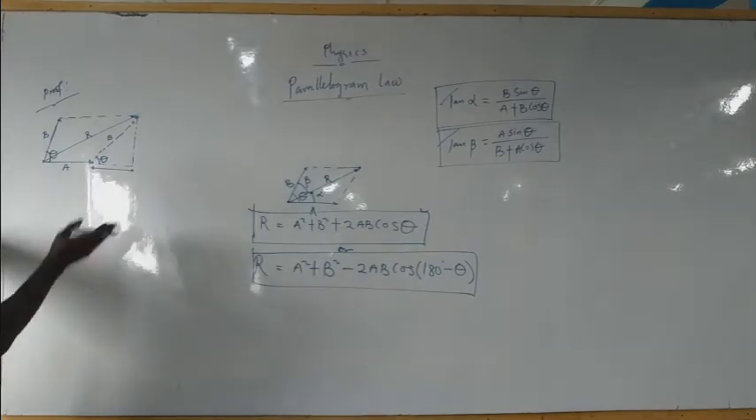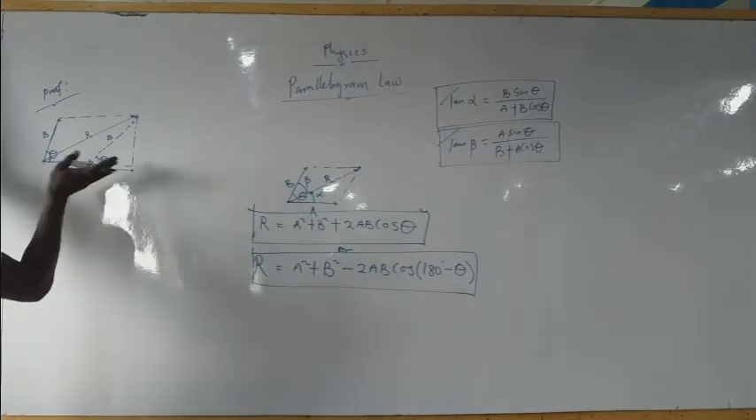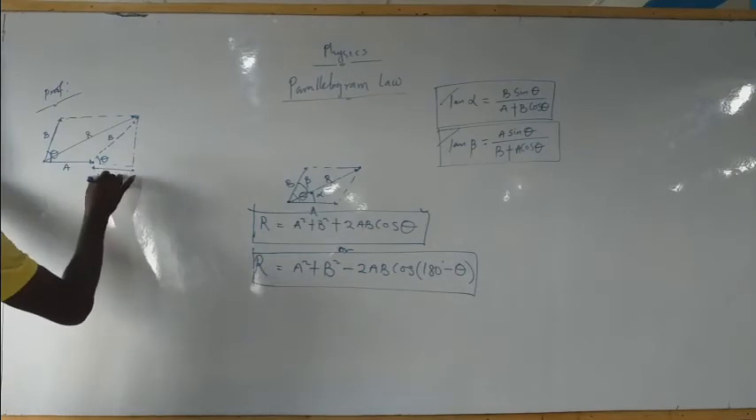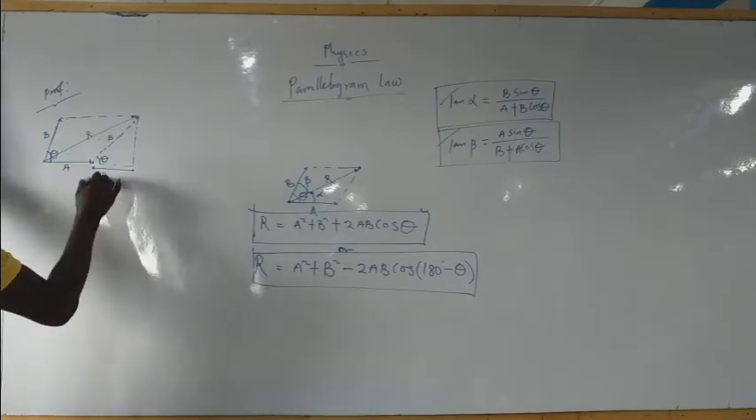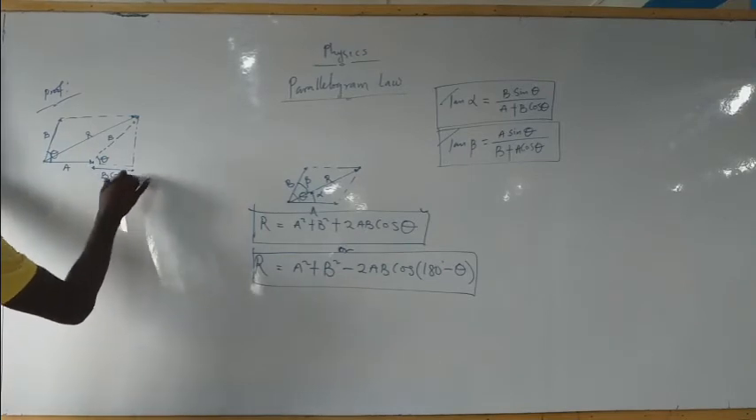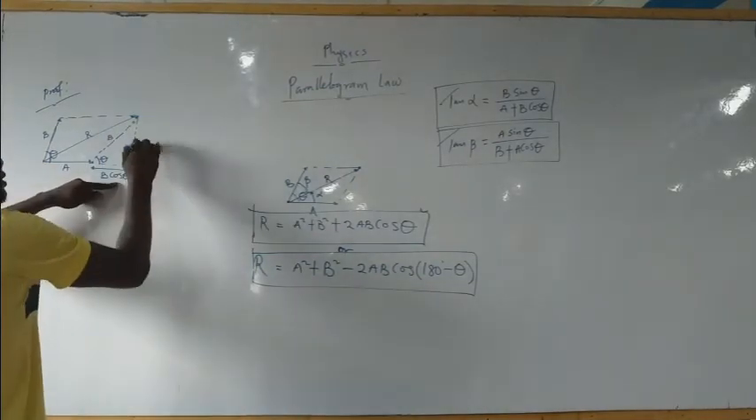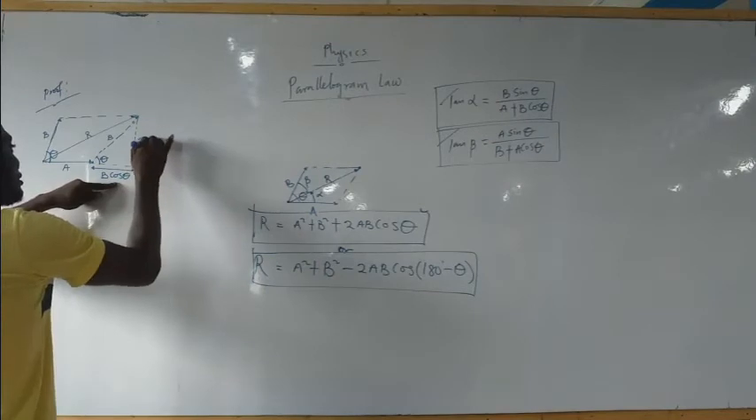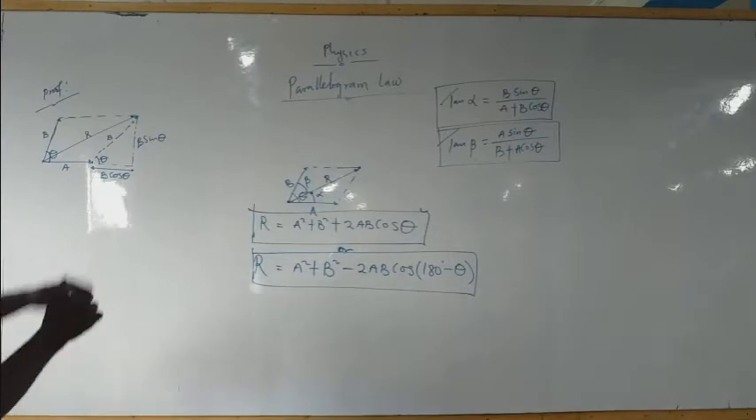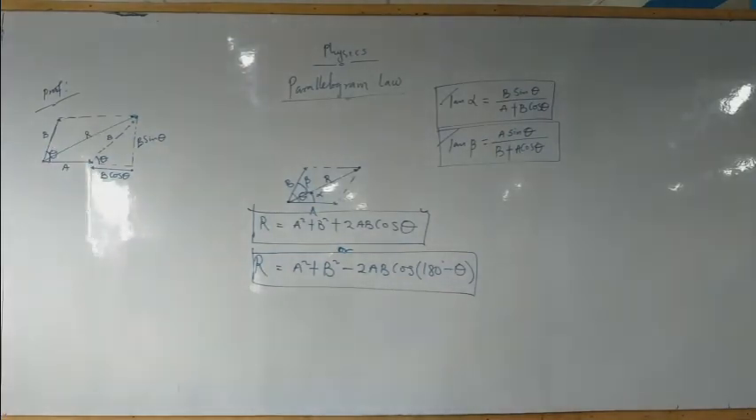Since it is horizontal, not vertical, it will be cos. That will be B cos theta. Why this will be B sine theta? Vertical is always sine, that is opposite over hypotenuse. Adjacent over hypotenuse, adjacent, that's cos. Okay?